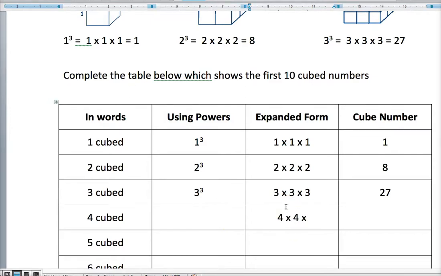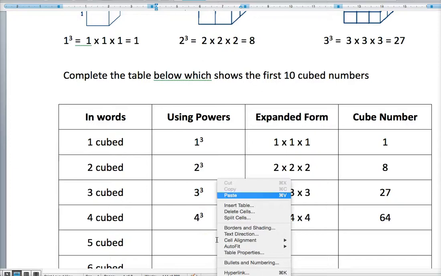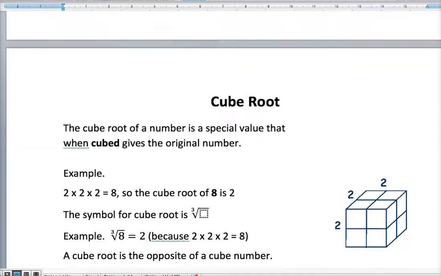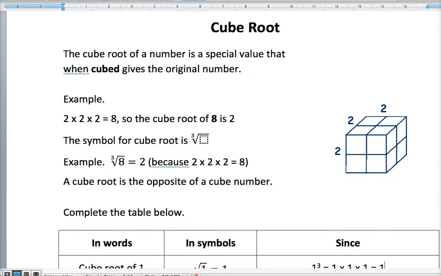4 times 4 times 4, which is 64. And I'd write it as 4 with a little 3 on top, okay? So, etc. Got the idea? They're cubes. Now, the opposite of cube is cube root.